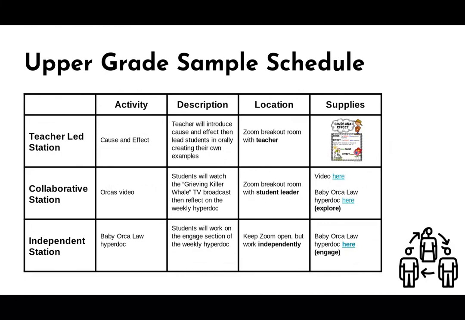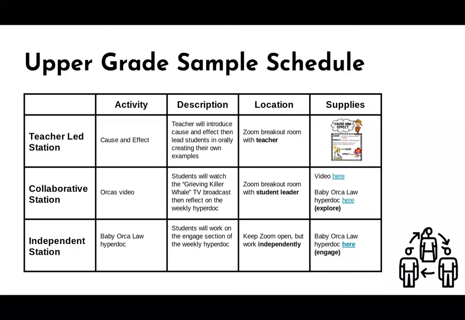And here's an upper grade sample that I've put together. In my teacher-led station, I'm going to do cause and effect. In this particular week, the reading skill that I'm working on is cause and effect. I'm going to introduce cause and effect. I'm going to have some sentence frames, and students are orally going to create their own and share their examples of cause and effect. They'll be in the breakout room with me, and I'm going to have an anchor chart for us to look at for inspiration. And the story this week is about baby orca laws. It's a new Newsela article.